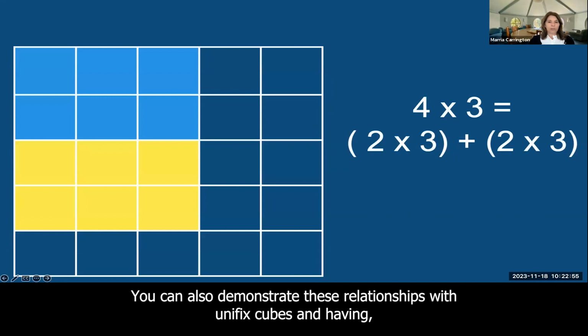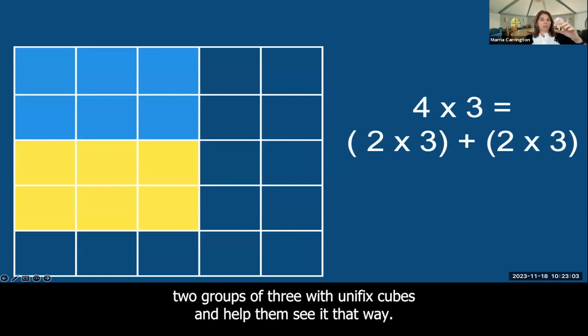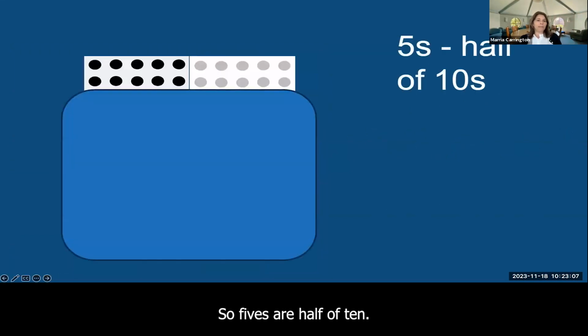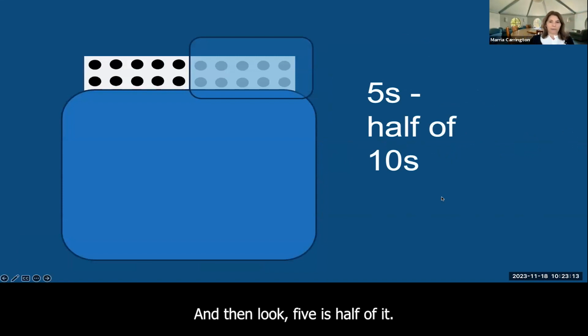You can also demonstrate these relationships with Unifix cubes, in this case, 2 groups of 3 with Unifix cubes, and help them see it that way. So 5s are half of 10, right? We want them to see that. So you can show them the 2 groups of 10, and then look, 5 is half of it.